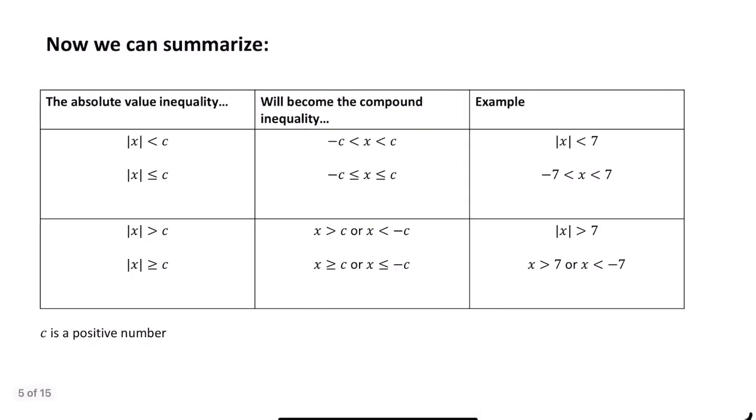So now we can summarize what we found here. Anytime we have a less than or equal to sign, and we're talking about C, a positive number, we can rewrite it as an and inequality. If we have a greater than or equal to sign, and we have C, a positive number, we can rewrite it as an or inequality.